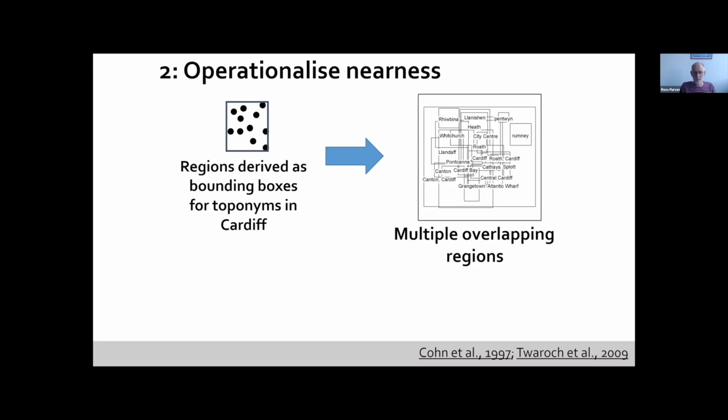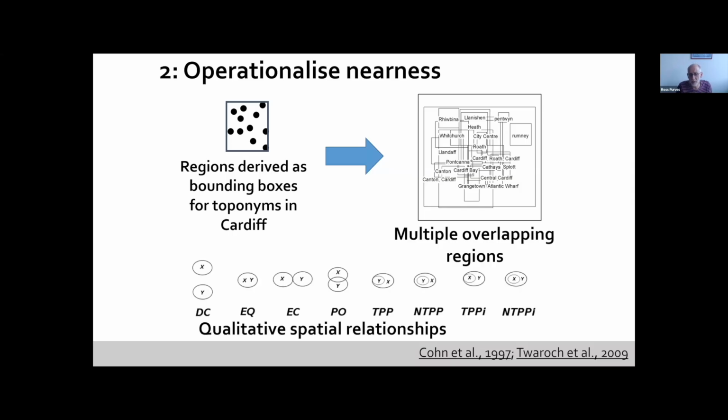And if they do that, we can then use qualitative spatial relationships to, for instance, operationalize nearness as being, for example, a partial overlap. So if we've got the case PO there, where the region X and the region Y overlap with one another, then we might say, well, that's equivalent to nearness. And if we had two disconnected regions, so on the far left there, X and Y, then we would say, well, those are definitely not near, and so on.